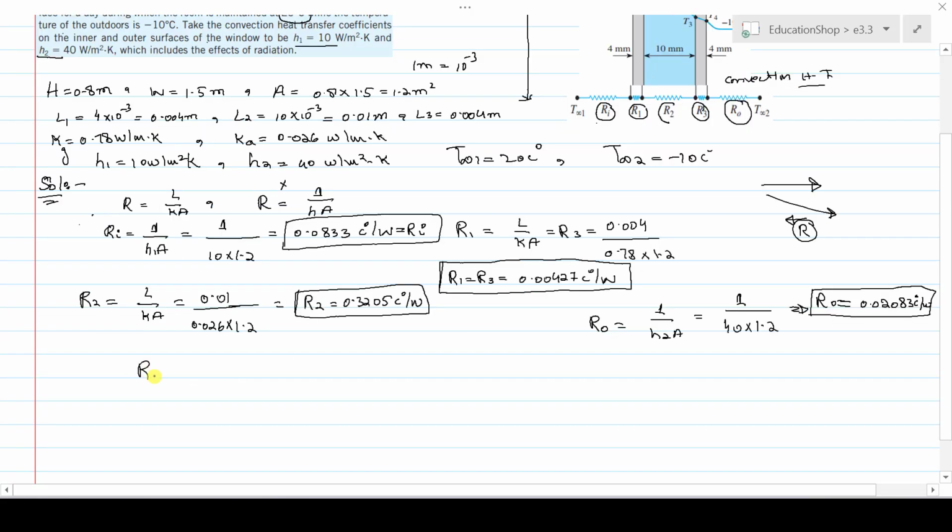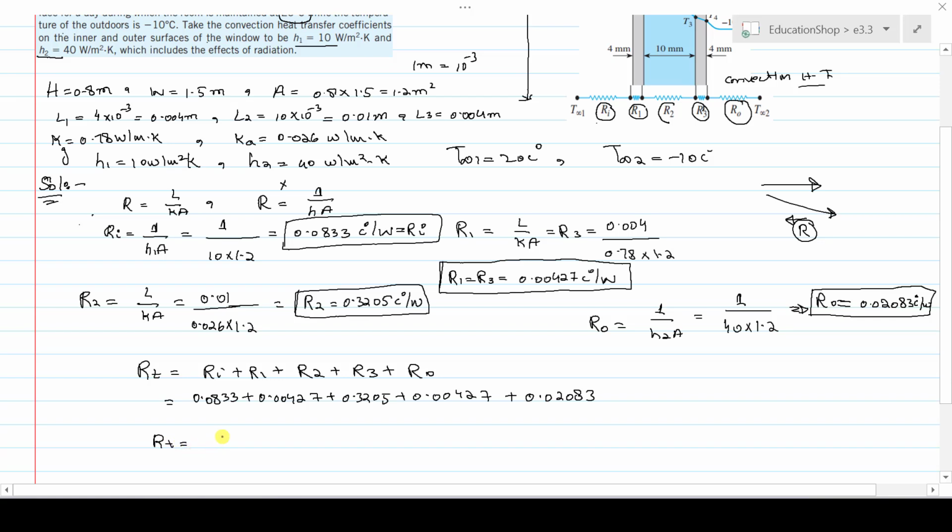The total resistance offered to the heat transfer is equal to Ri plus R1 plus R2 plus R3 plus R0. The Ri value is 0.0833. The R1 value and R3 value are the same, that is 0.00427. And the R2 value is 0.3205, and the R0 value is 0.02083. Simply add these and you will get the total resistance offered to the heat transfer, and it is 0.4332 centigrade per watt.